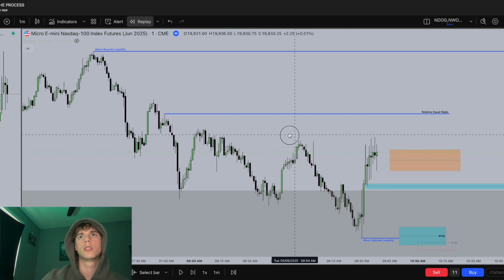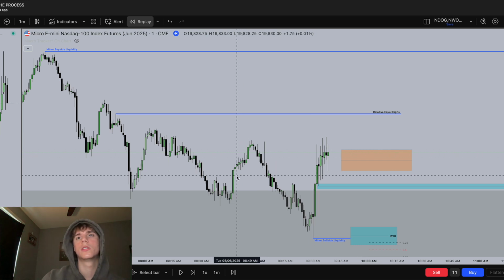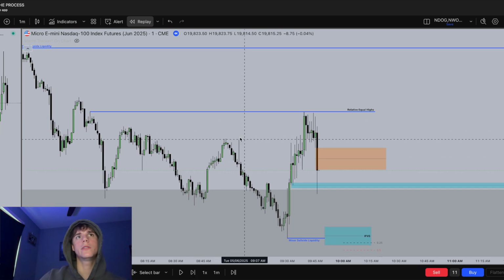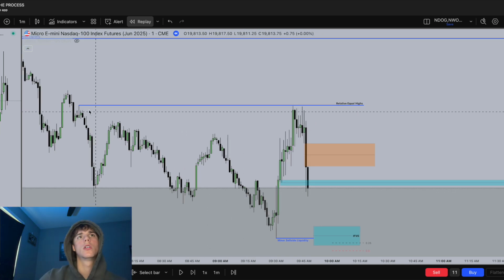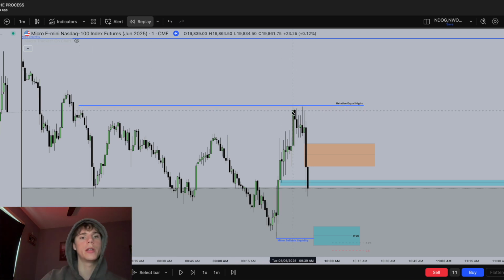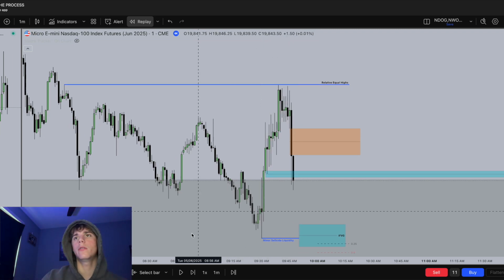So this is kind of like an AMD. So we go on in the morning. Right here, you could see that we make relative equal highs on NQ. Right here, we have this high, and then this high, which is going to be the high of the opening range, which is also a good target to have. So play the rest of the morning.